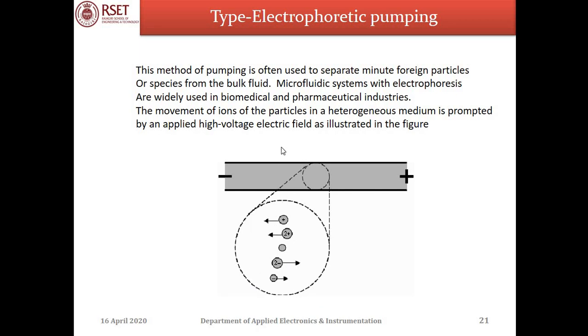Now we can look at the activity, which has been highly exaggerated. So here you can see that foreign particles can be separated by this mechanism, wherein positive ions are moving in one direction while the negative ions are moving in another direction by the mechanism of electrophoretic pumping.